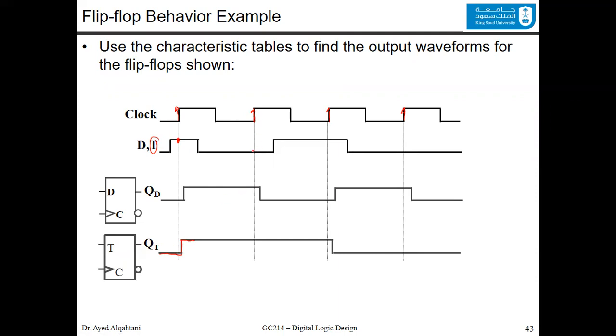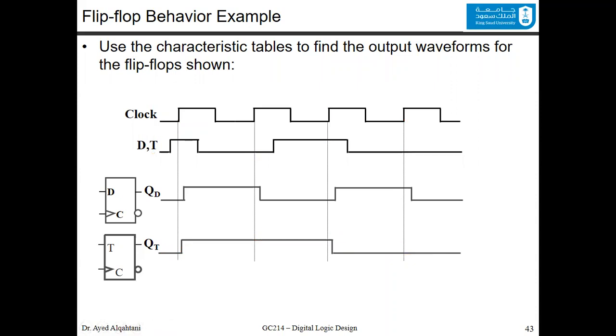At this point, T is 0, so you don't flip; you keep the output the same. At this rising edge, the T value is 1, so you flip back. And at this point, the value of T is 0, so you keep it the same. You keep it the same here and here because the T value is equal to 0. Here and here, since T is 1, you flip. It was 0 and then it goes to 1. It was 1, it goes back to 0.